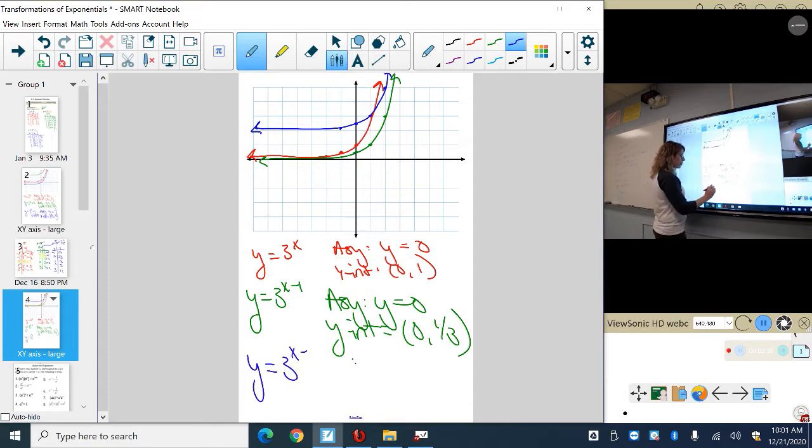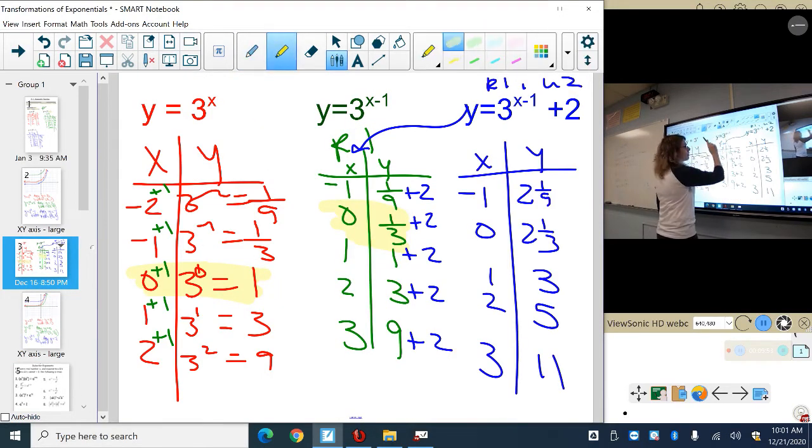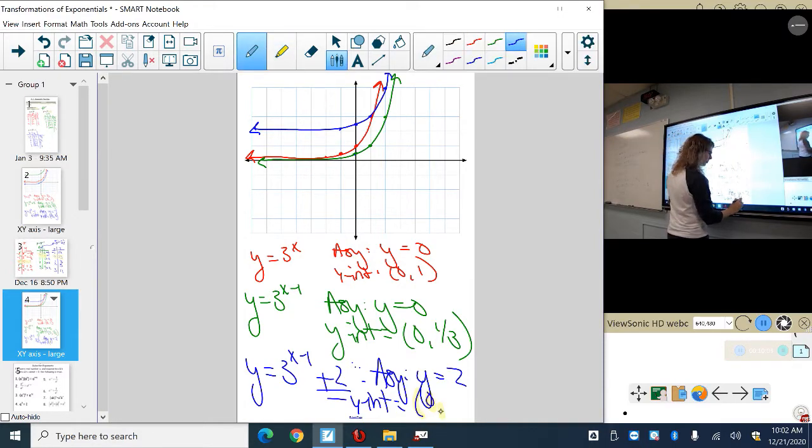y is equal to 3 to the x minus 1 plus 2, which means my asymptote is now y is equal to this number right here, which is 2, because that is my vertical shift. Your vertical shift gives you your horizontal asymptote. And then our y-intercept, looking back at our graph, is going to be this value right here, which if we look, that's 2 1/3. So that's 0, 2 1/3, and that is absolutely right. So that is the graph.